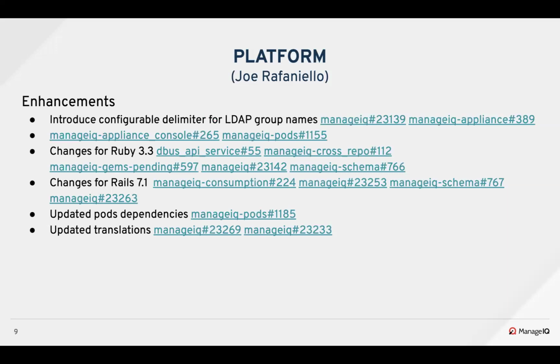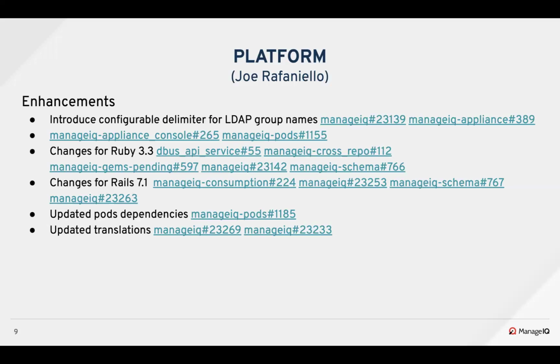Over to Joe. Thanks, Adam. For platform enhancements this sprint, Keenan allowed users to configure a LDAP group name delimiter with the goal of being able to use a colon character, as some authentication servers use non-colon delimiters, so you could actually use a colon in the group name. Next, Ruby 3.3 support finally arrived in the sprint. It made it over the finish line.